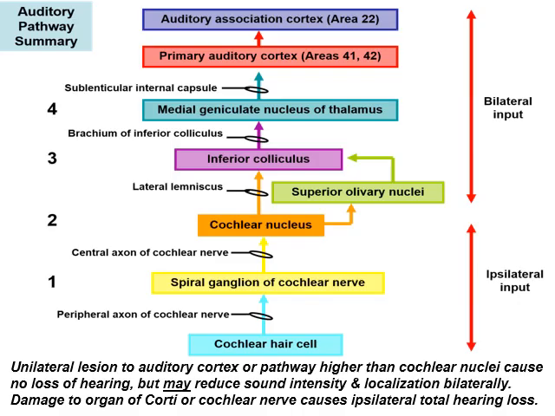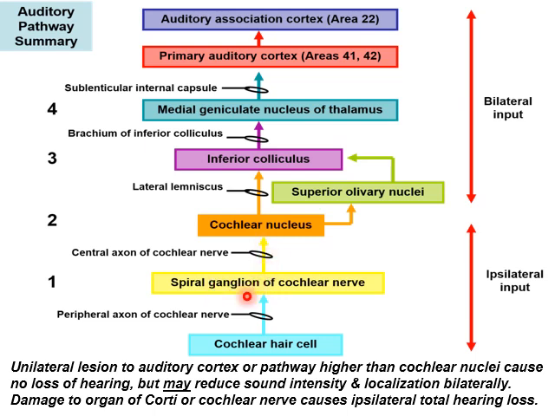To summarize the auditory pathway: it starts from the cochlear hair cells, which are in the organ of Corti, and they send the impulse to the spiral ganglion of the cochlear nerve. The spiral ganglion of the cochlear nerve sends the axon to the cochlear nucleus.